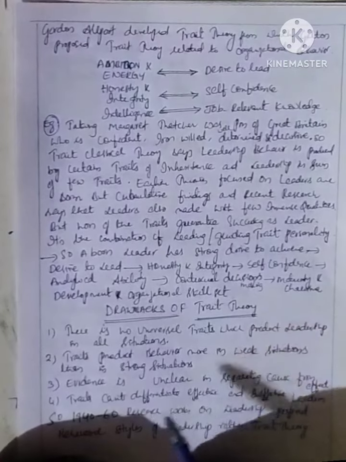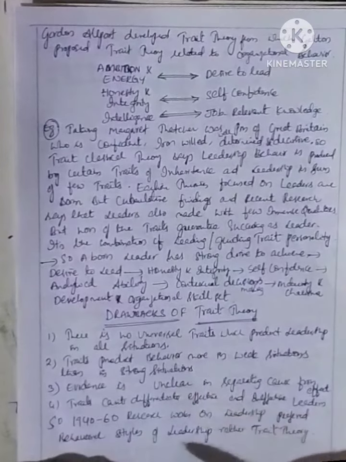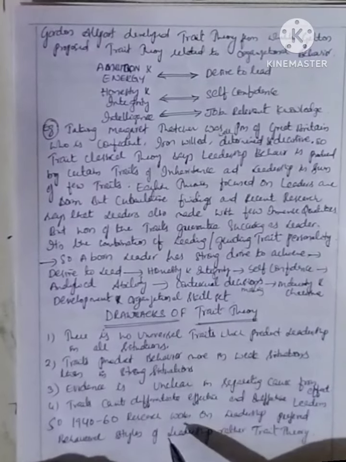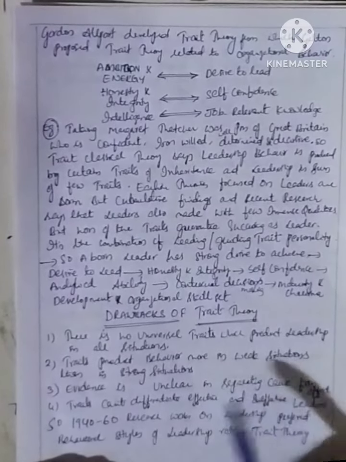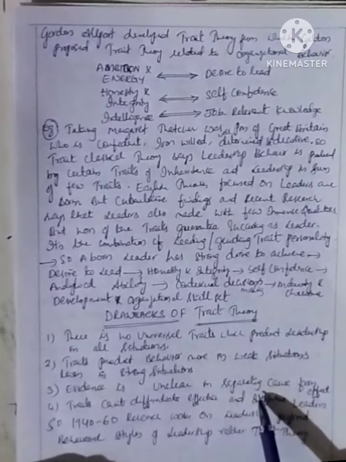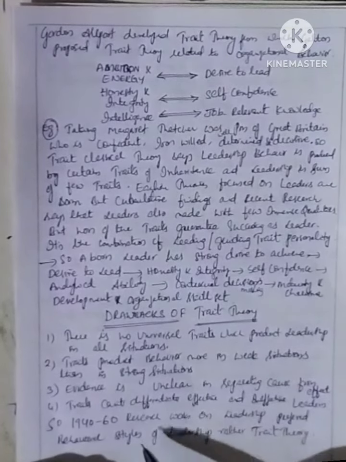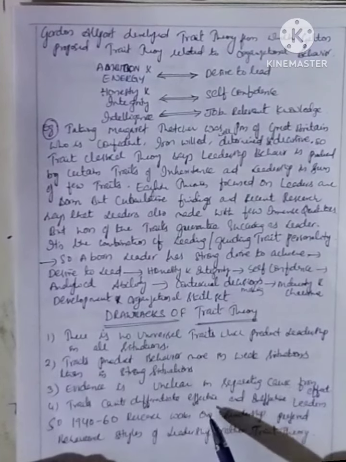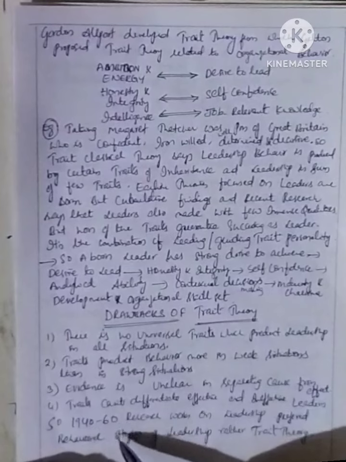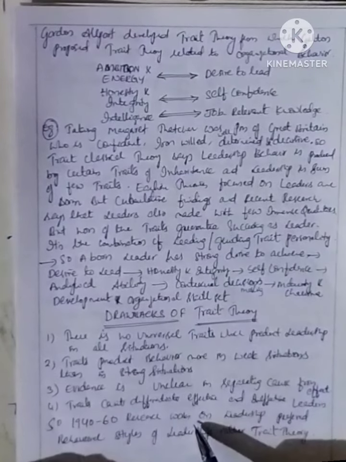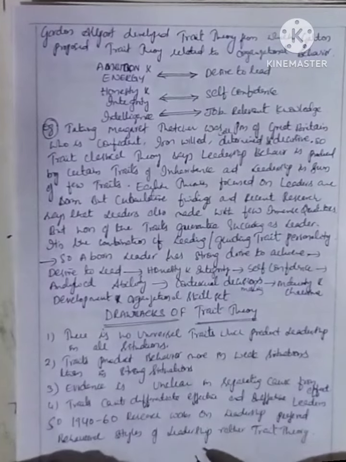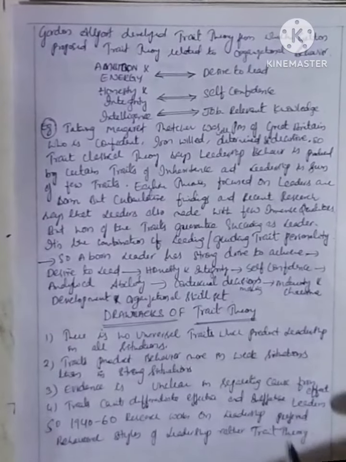But the drawbacks of trait theory are that there are no universal traits which predict leadership in all situations. Traits predict behavior more in weak situations than in strong situations. Evidence is unclear in separating cause from effect. Traits can't differentiate effective and ineffective leaders. So, between 1940 and 1960, research on leadership preferred behavioral styles of leadership rather than trait theory.